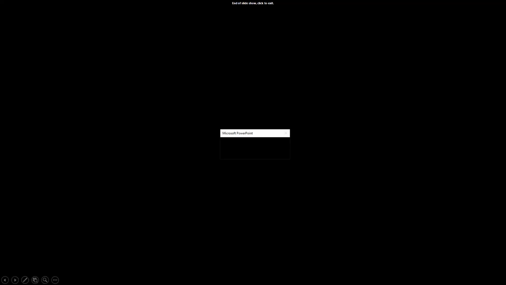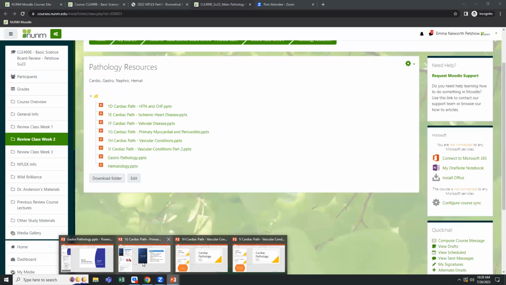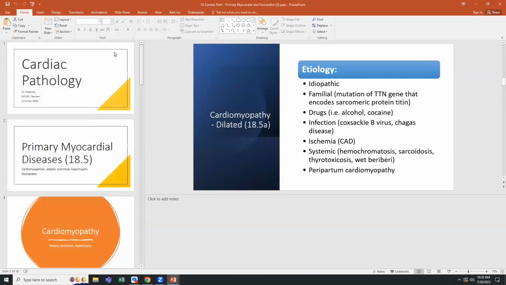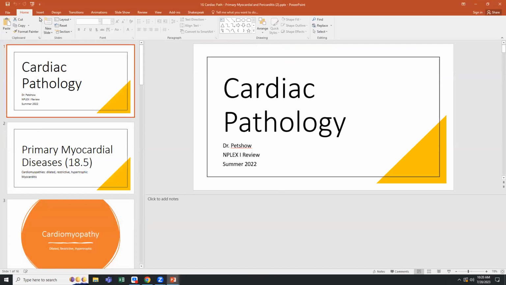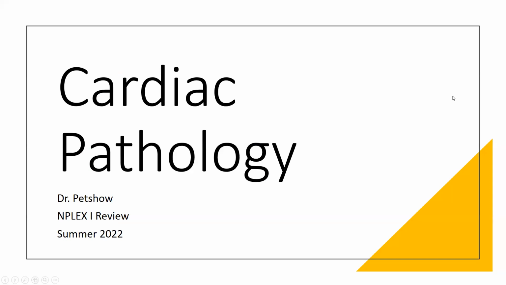Okay. That was part one. Ooh. We're going to move now into, did I close it down? Nope. 1G. So the next one, which is primary myocardial diseases and pericarditis. We're going to get into the types of cardiomyopathies, essentially. Just checking on my online folks.